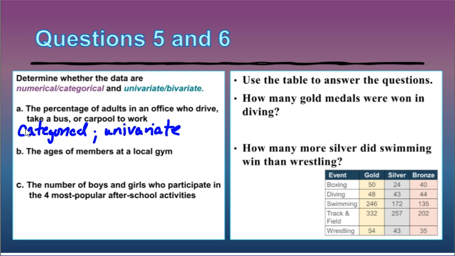Letter B, the ages of members at a local gym. So I'm only looking at numbers here, so this is numerical. And then there's only one variable, and that's their ages, so univariate.